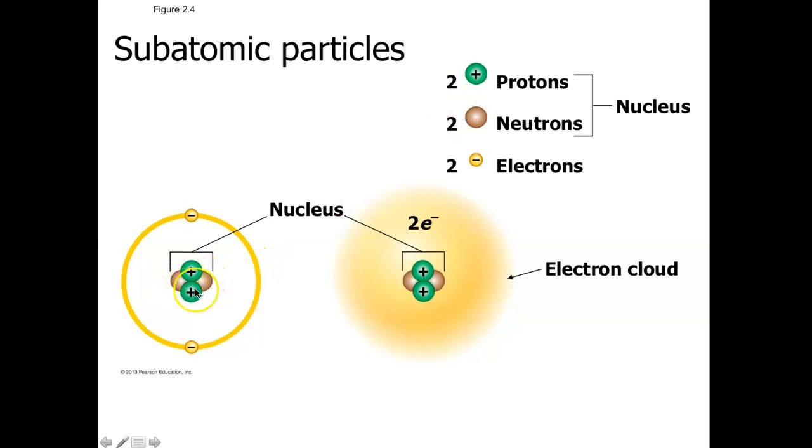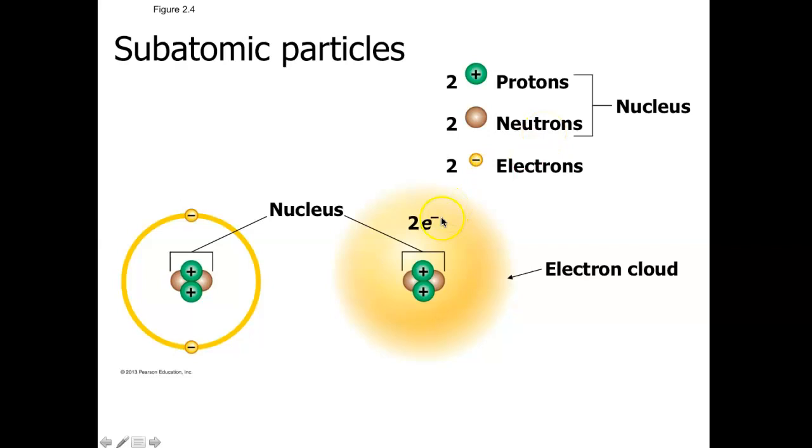Neutrons are also found in the nucleus of an atom. Neutrons do not have a charge. The word neutral means that there's no charge. And that's it for the nucleus. The nucleus just contains protons and neutrons.